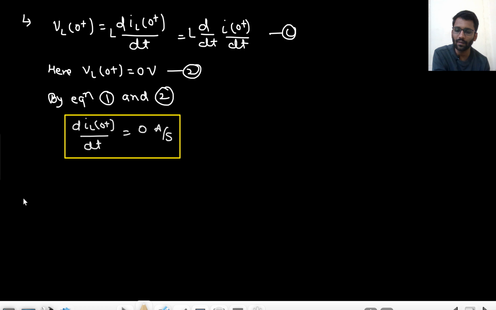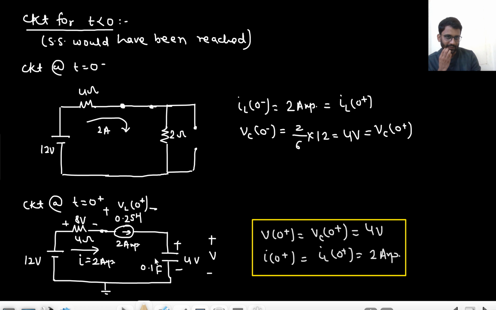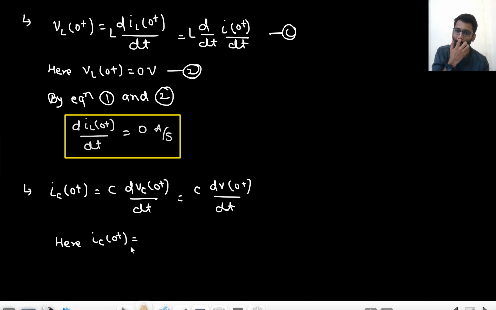So now what do I know? IC 0 plus would be equals to C dVc 0 plus by dt, or it would be equals to C dV naught by dt. Here I just need to find IC 0 plus. Tell me what is the value of IC 0 plus? Is it 0? No, 2 ampere only, right? The same 2 ampere current is flowing here. So IC 0 plus is 2 ampere only. The current through the capacitor, that is 2 ampere, right?